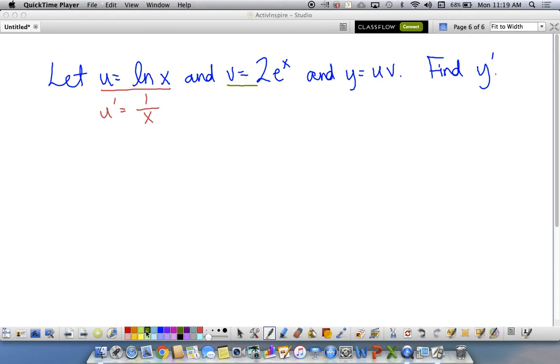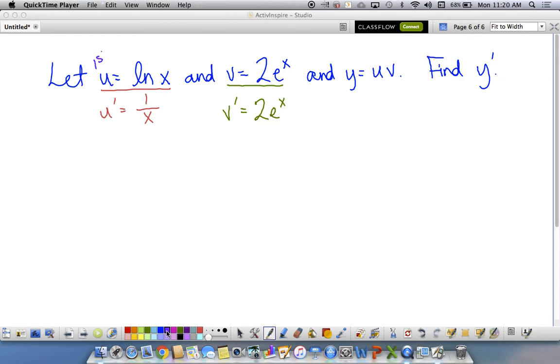And what about the derivative of v? What is v prime? What's the derivative of 2 times e to the x? Well, you might ask, is that a product? No. 2 is a constant and it's never a separate function. So with every e to the x, the derivative just stays the same. Okay? So we have a first. Let's undo that. I don't like how that looks.